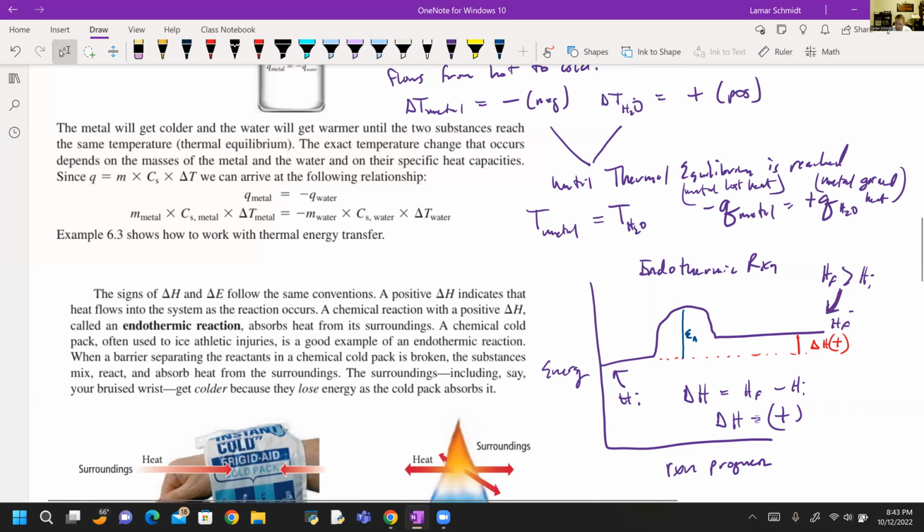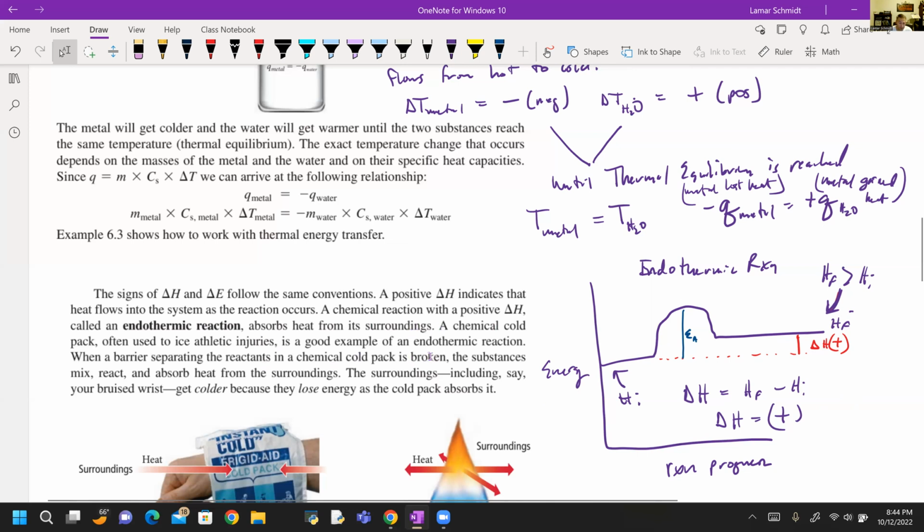All right, so our delta H is positive for an endothermic reaction. And why is that? Because an endothermic reaction does what? Absorbs heat from its surroundings. Notice, if it's absorbing heat, it's going to have more heat at the end than it would at the beginning. Do you see that? And so that is something to look at.